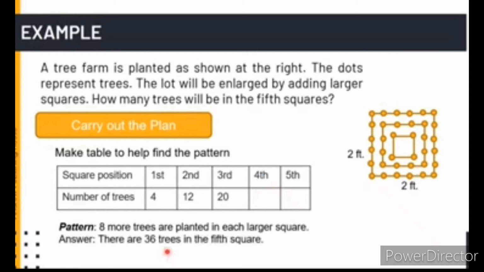So we need to find the number of trees in the fourth square to find out the number of trees in the fifth square. The pattern is 8 more trees are planted in each larger square. So it is only adding 8 to find the trees in the fifth square. So our answer would be there are 36 trees in the fifth square.